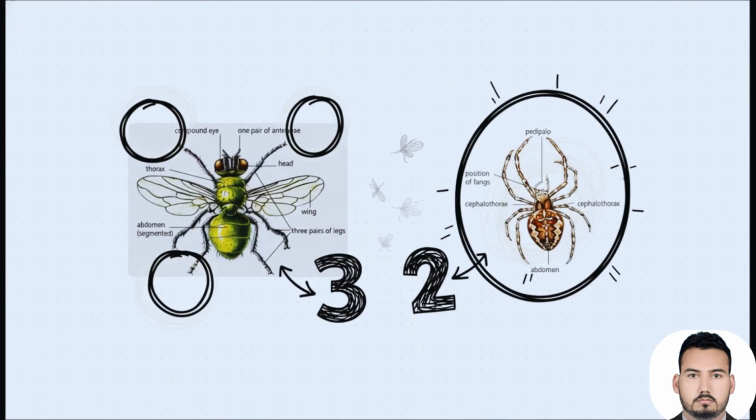Okay, one of the quickest ways to tell these guys apart is to just count their main body parts. See the insect on the left? It has three very clear sections: a head, a thorax, and an abdomen. But look at the arachnid. Its head and thorax are actually fused together into one piece, leaving it with just two main parts.